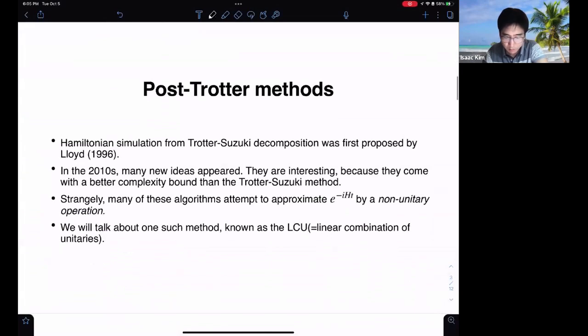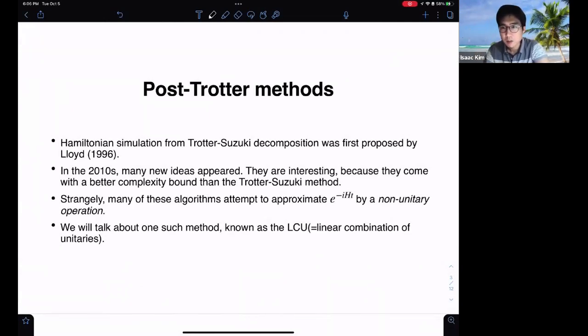So this Trotter-Suzuki decomposition, to the best of my knowledge, I'm not completely sure about this, but I believe this was first proposed by Seth Lloyd in 1996. And so for a long time, this was the de facto standard method for Hamiltonian simulation. But in the 2010s, many new ideas appeared. That's what we're going to talk about in the rest of this course. And they're interesting because they come with a better complexity bound than the Trotter-Suzuki method.